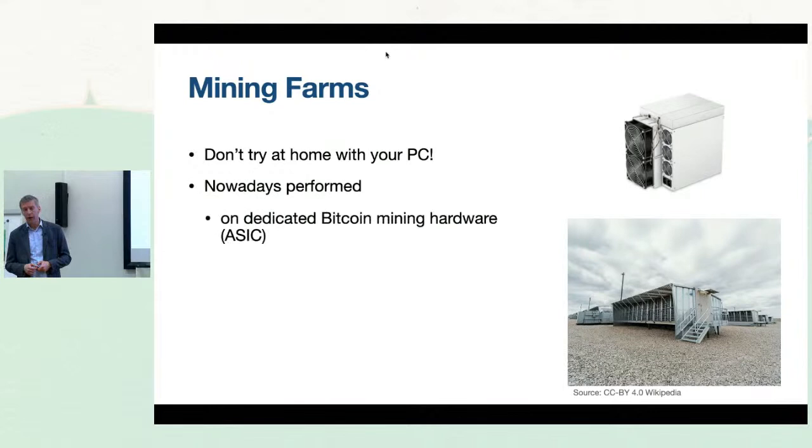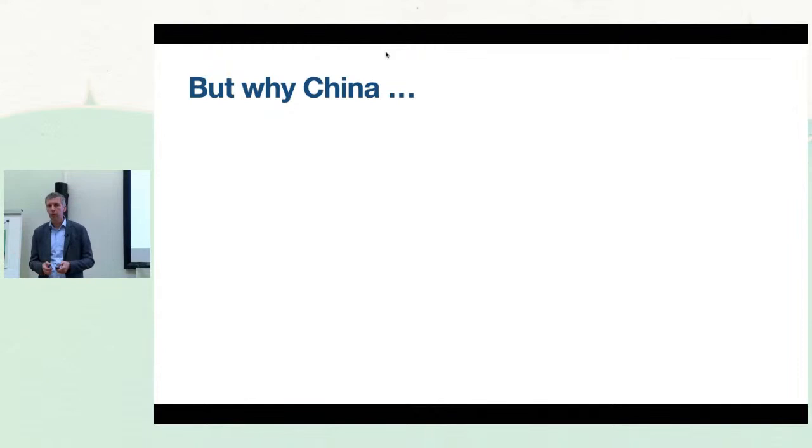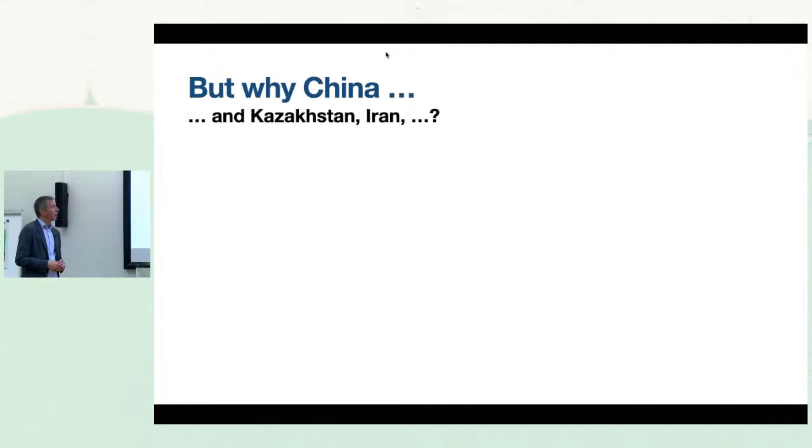Because today it's, as I said, done on dedicated hardware, really specialized for this simple task that I've shown before, in data centers. And the most important thing here is low-cost electricity. The largest farm is in China. It's the Dalian mining farm. And we are able to produce currently 750 Bitcoins per month. Again, times $40,000 per Bitcoin. So you could ask, why China? It looks like an approach that should run in the US, in California, in Silicon Valley, or in Europe. It's not only China. It's also Kazakhstan. It's Iran.